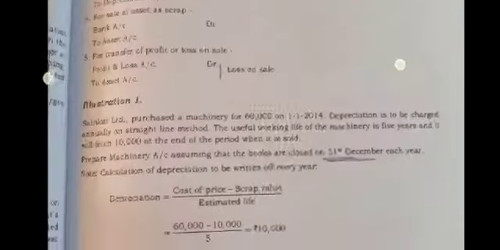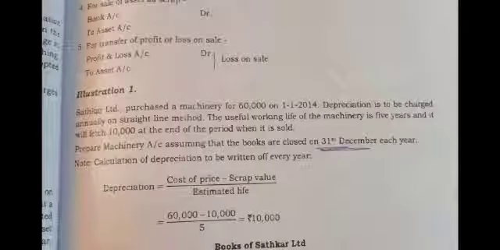Under the first method, what about the rate of depreciation? So see the problem here. Satkar Limited purchased a machinery for rupees 60,000. So this is the cost of the machinery, on which date you are purchasing, on 1st January 2014, right? Depreciation is to be charged annually on straight line method. So they are clearly told that each and every year we are going to calculate the depreciation on the basis of straight line method, right?